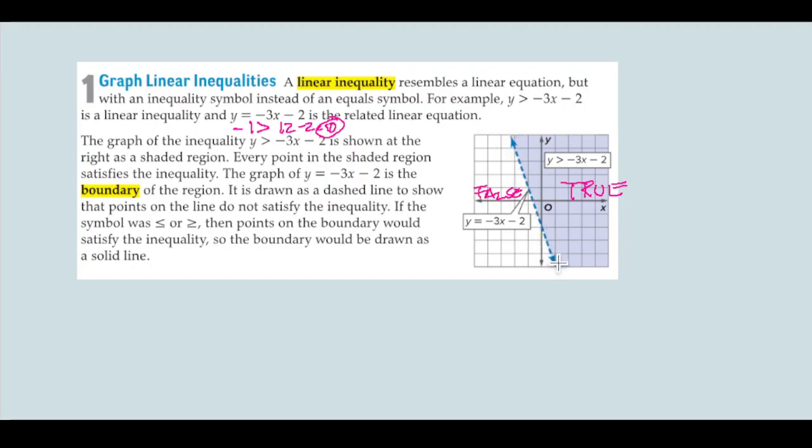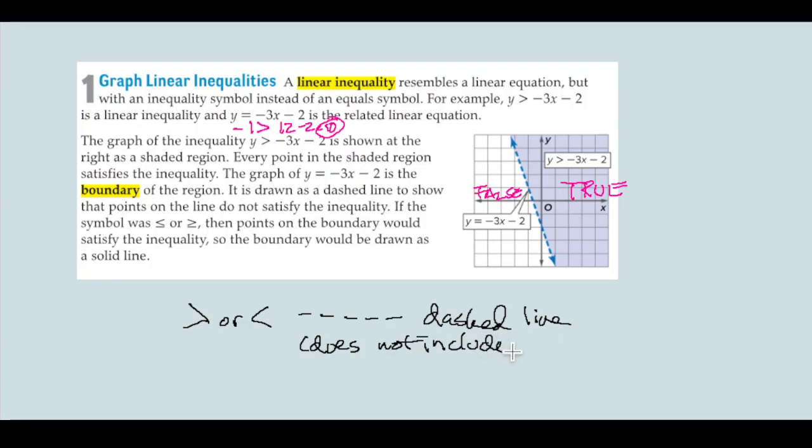And then the other thing is the boundary, which is the line. You'll notice on this one it's dashed. The rule is, I'm going to switch over to black here, if you have greater than or less than, you are going to have a dashed line, because it does not include the points on the line.